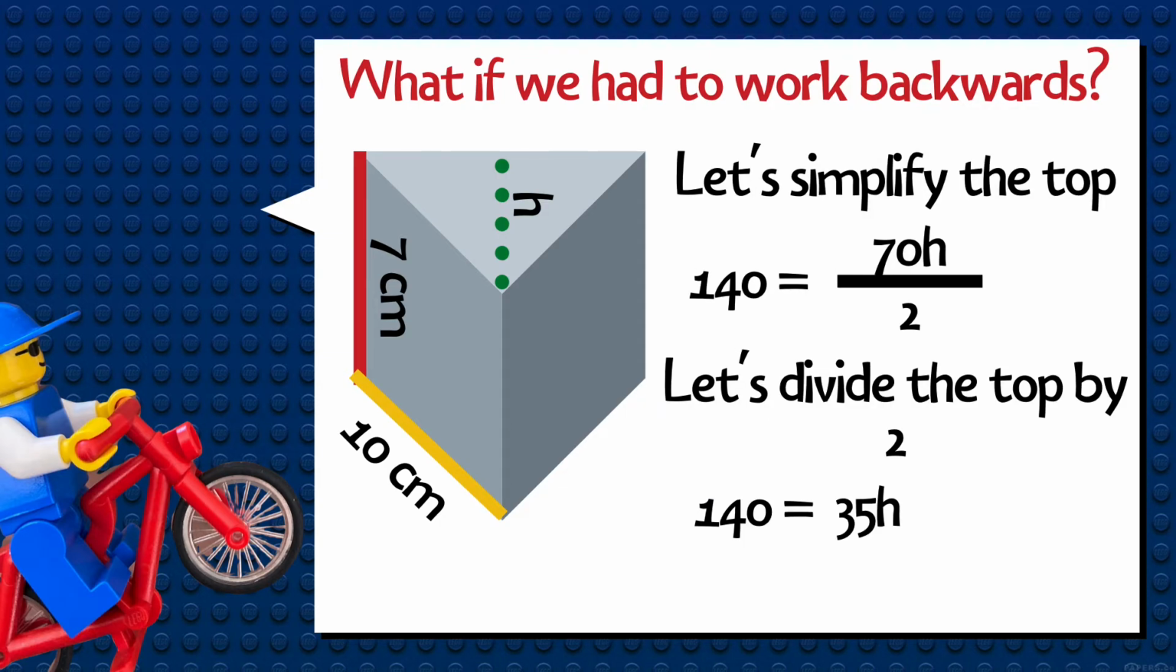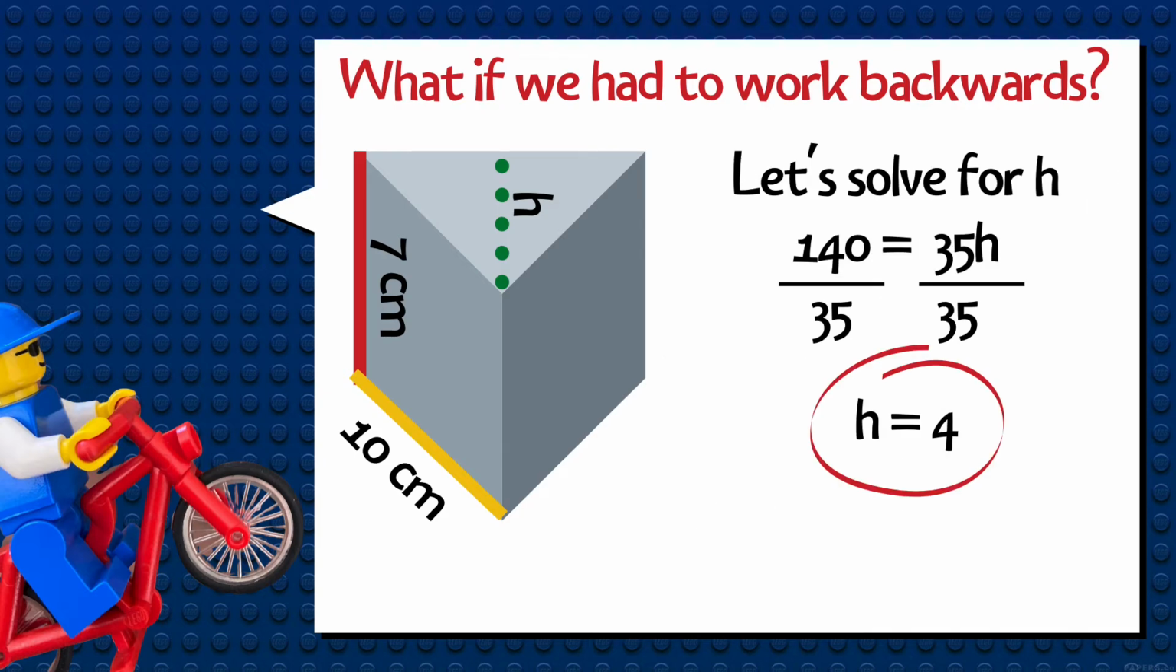So the first thing we're going to do is simplify the top. So 10 times 7 is 70, and then we're going to divide that by 2. So that would be 35h. So we have 140 equals 35h. So now we're going to solve for h. So we divide by 35, and we get that the height is 4. So that's if they had you work backwards. If they gave you the volume, you plug in what parts you know, multiply them, divide by 2, and then you'll divide by that number.